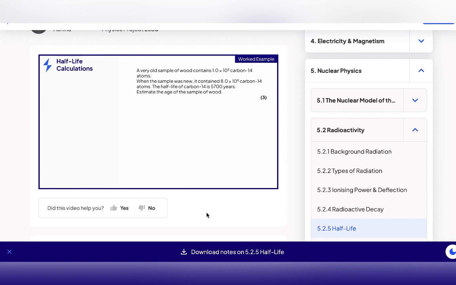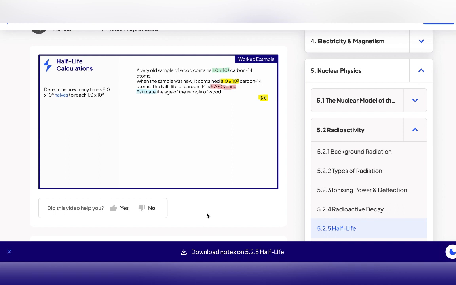It's always a good idea to list or highlight the important information in the question. We start off with 8.0 times 10 to the 8 carbon-14 nuclei. We end up with 1.0 times 10 to the 8. Carbon-14's half-life is 5,700 years, and the command word is estimate. This question is worth 3 marks.